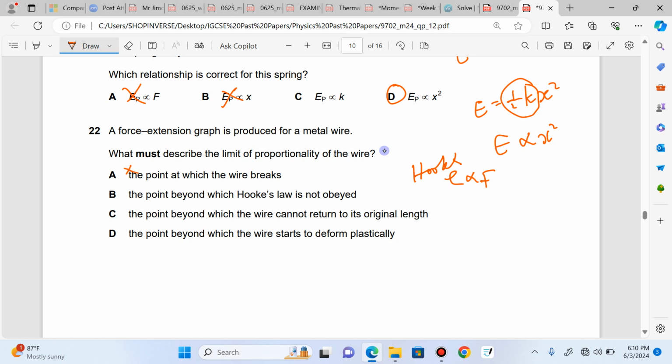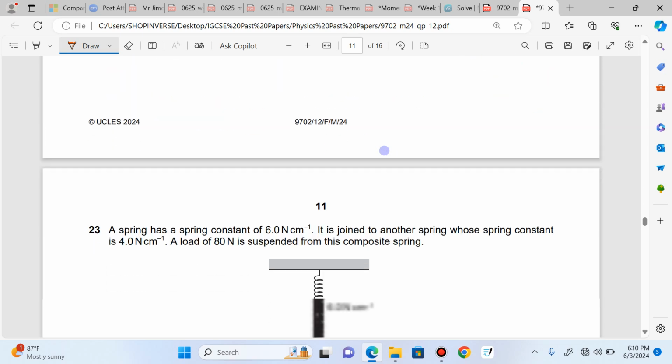B, the point beyond which Hooke's law is not obeyed. That's it. According to Hooke's law, extension is proportional to force, and once extension is not proportional to force, then Hooke's law is no longer obeyed. That makes B the correct answer to question 22.